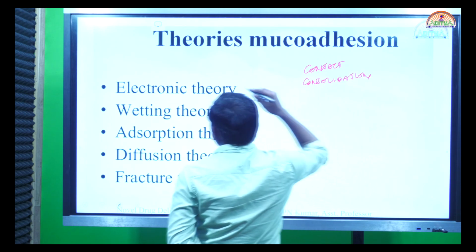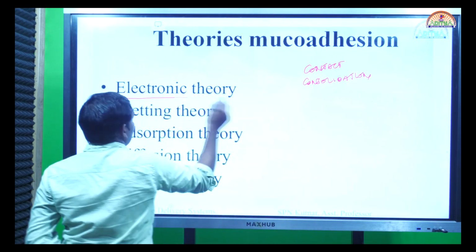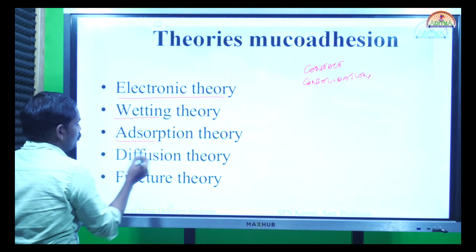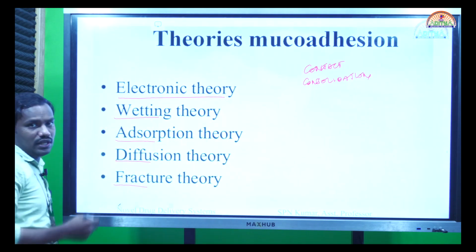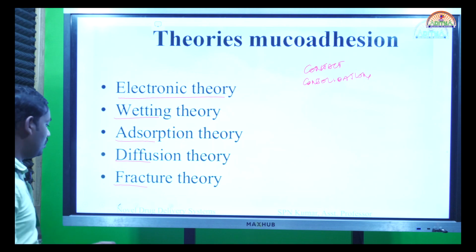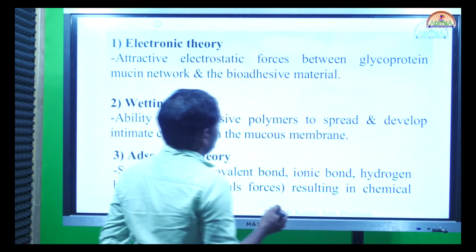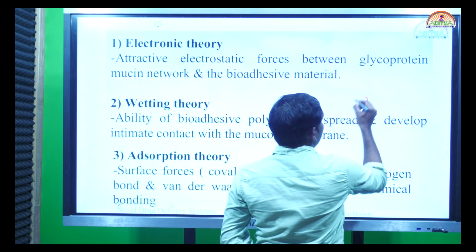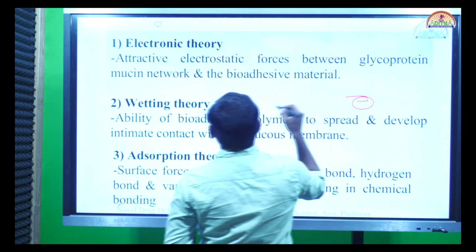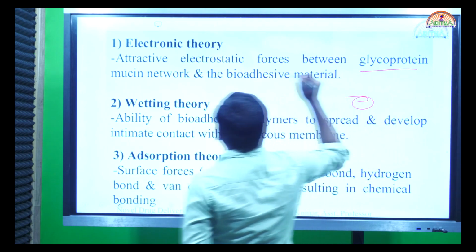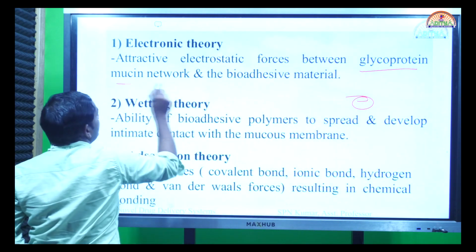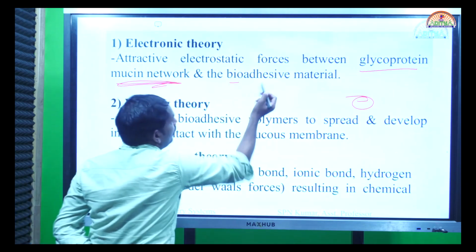It can occur by any of the following theories. The first is electronic theory, then wetting theory, adsorption, diffusion and fracture theory. Each one has an explanation, so let us go through them one by one. First is electronic theory. As we can see, the structure of mucus is negatively charged. We can have a glycoprotein molecule, this glycoprotein mucin network, and the bioadhesive material.